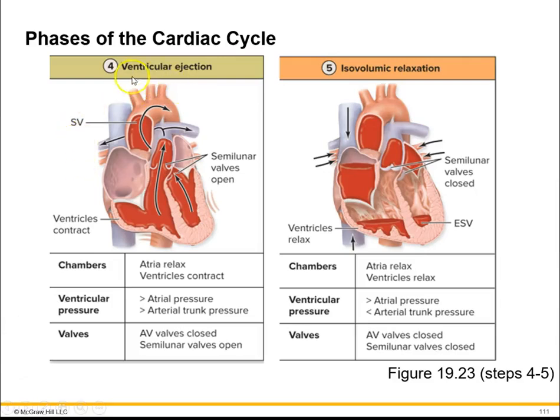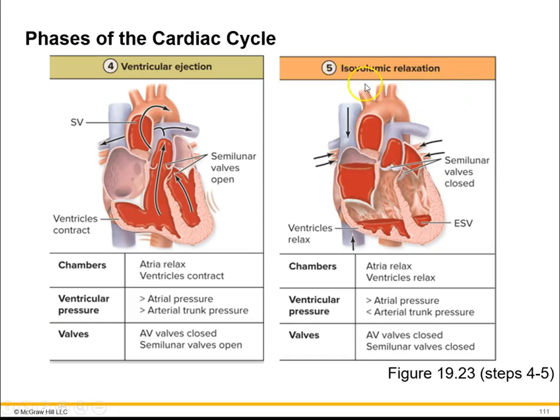Next, you're going to get ventricular ejection. So the ventricles continue to contract, and now the pressure inside of the ventricles has risen to where it's higher than the pressure inside of these big arteries. So blood is ejected, pushes open those semilunar valves, and is ejected out through the pulmonary trunk and the aorta.